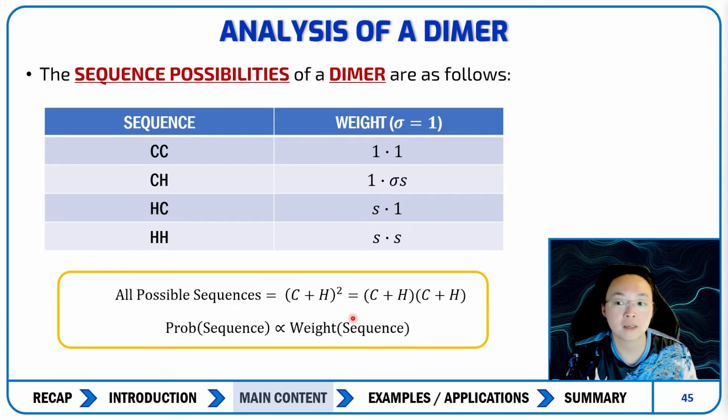And apart from that, it's also important to note that the probability of the entire sequence is proportional to the weight of the entire sequence. So if we can calculate the entire weight of the sequence using this, then we'll be able to figure out the probability of that sequence as well.